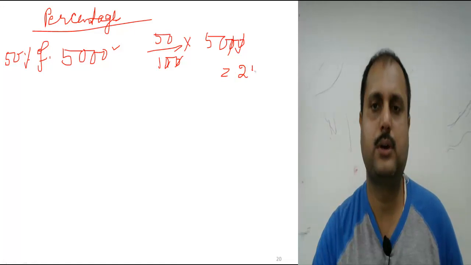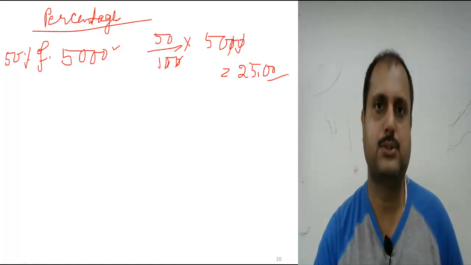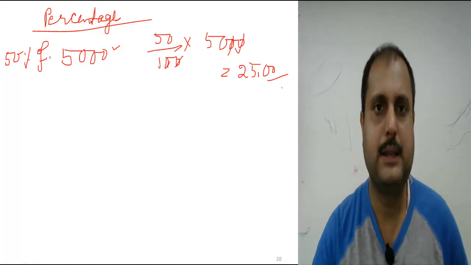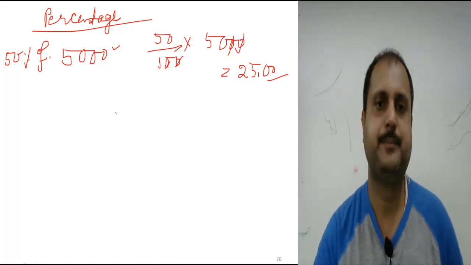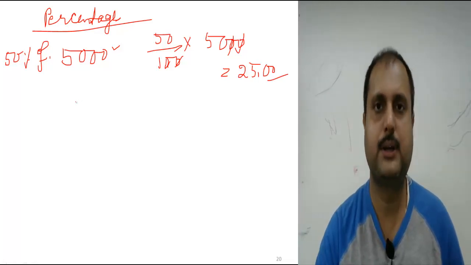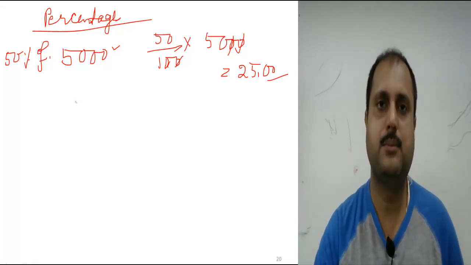Now 2,500 would be the total answer. This is the process of doing the calculation on the percentage. Now let's avoid the calculation and start doing the mental calculation. It would be faster, and you can solve the question without committing any type of numerical mistakes.